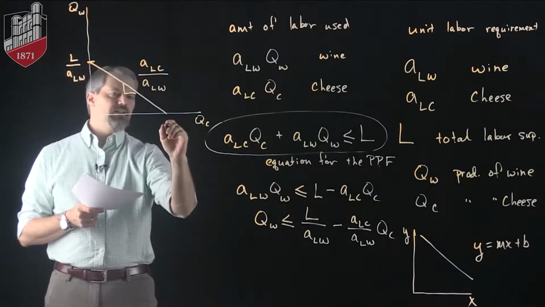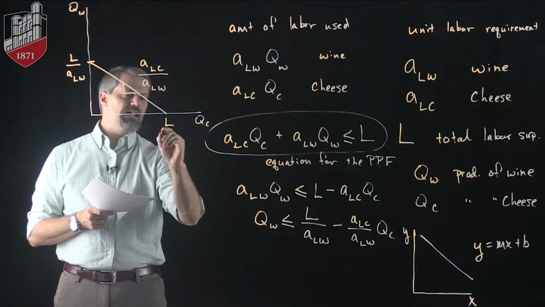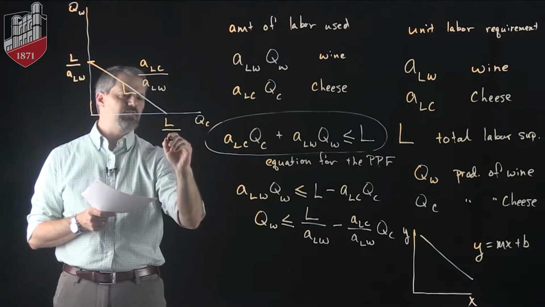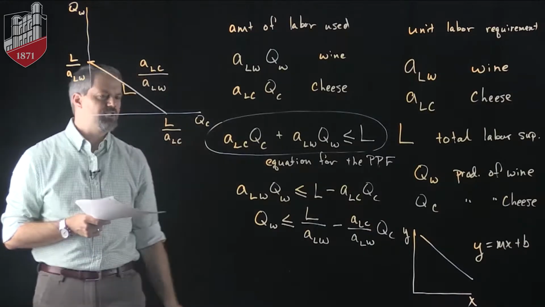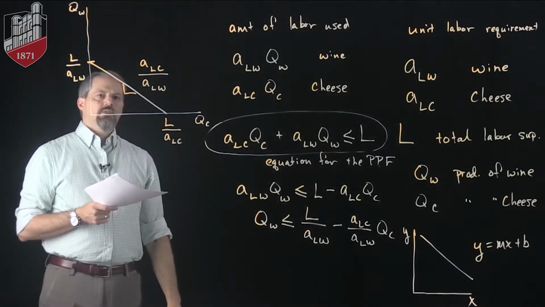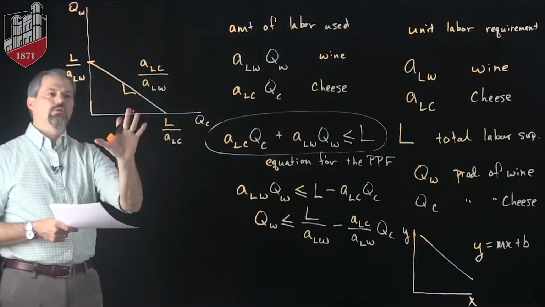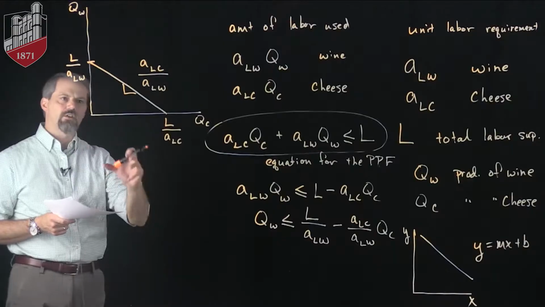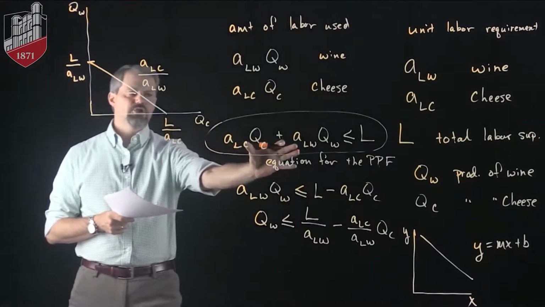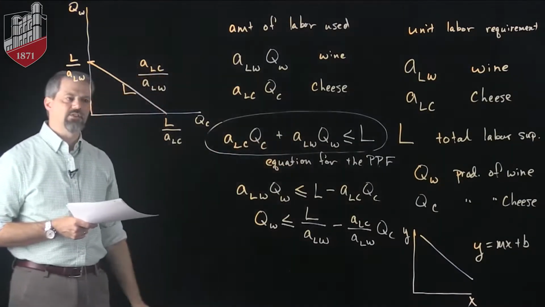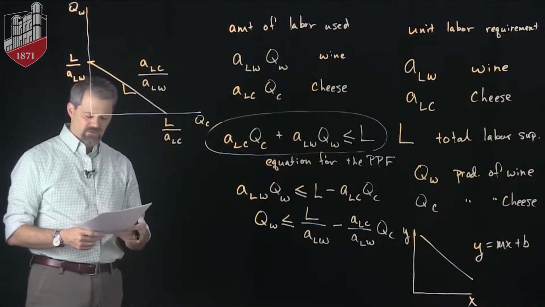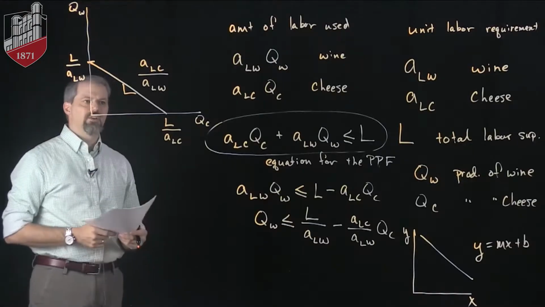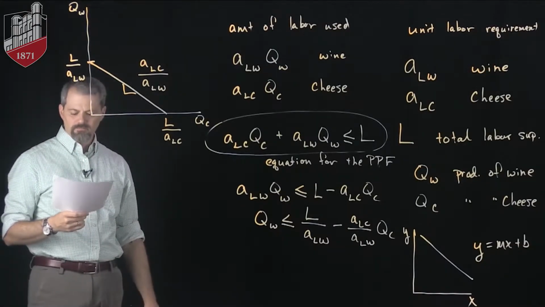This end point down here is going to be the amount of labor we've got divided by however much time it takes to produce each unit of cheese. So it's the unit labor requirement for cheese. So right there is a general version of what the production possibilities frontier looks like. It's not hard to derive. We're just using this statement that tells us that we can't use any more labor than we've actually got. Okay? But this is exactly what we did with our farmer-rancher example.